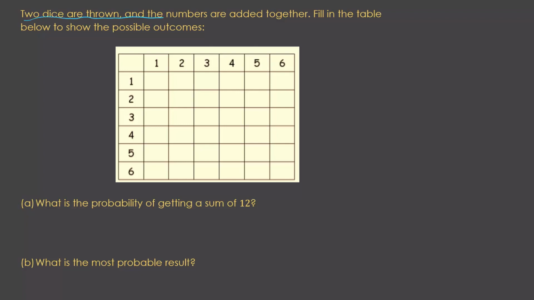Two dice are thrown and the numbers are added together. Fill in the table below to show the possible outcomes.